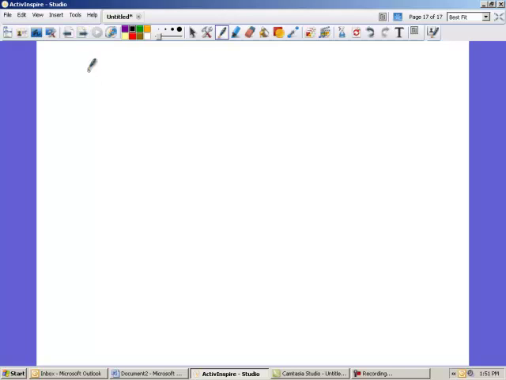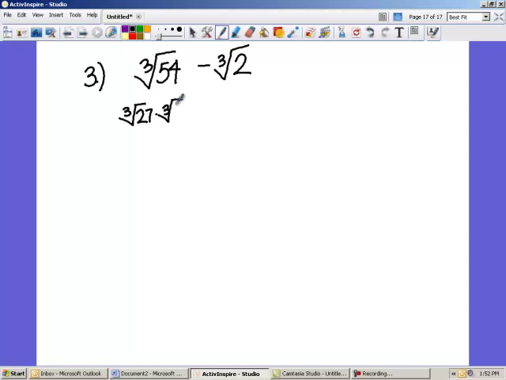Okay, number 3. Have you noticed we don't have the same thing going on here, so we can't just say 1 minus 1. But I like these problems because they give you a hint of how to break this 54 down. We want something to be the same thing over here. So let's divide 54 by 2. 54 divided by 2 is 27. So we have the cube root of 27 times the cube root of 2. And then we still have this.